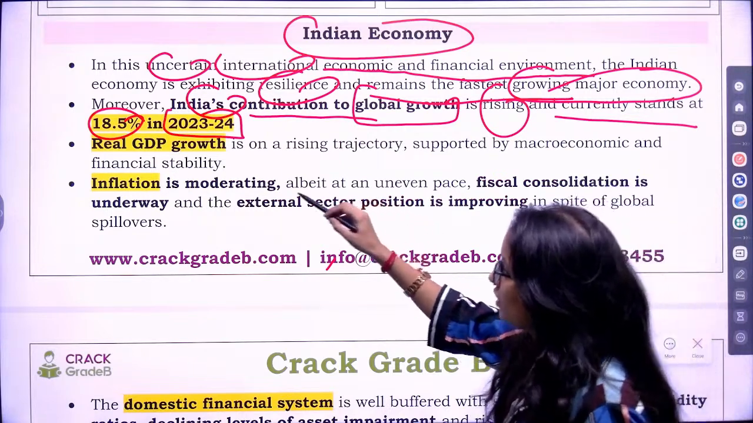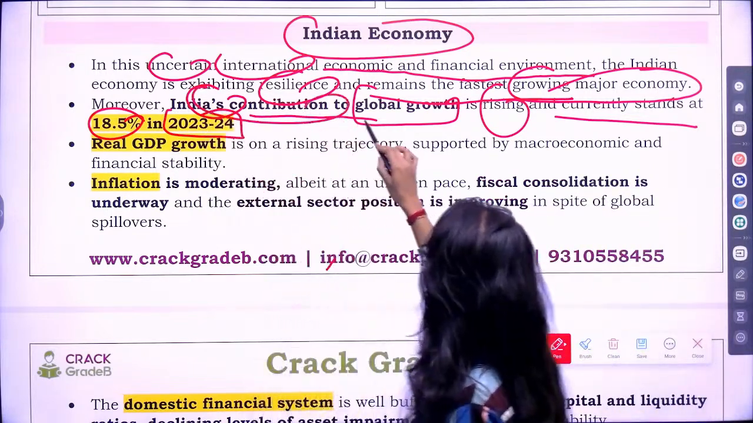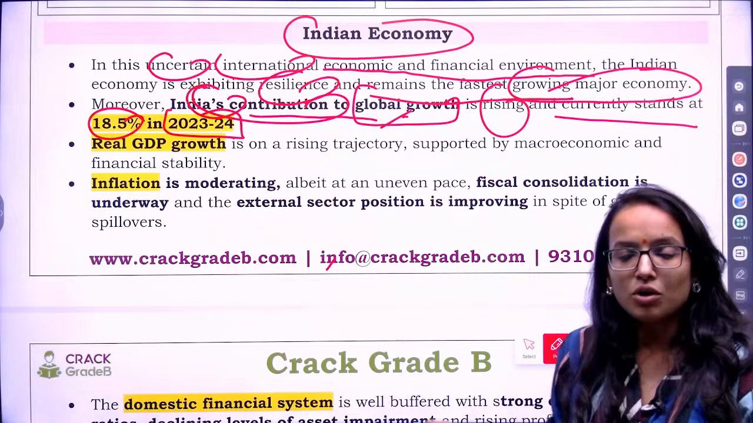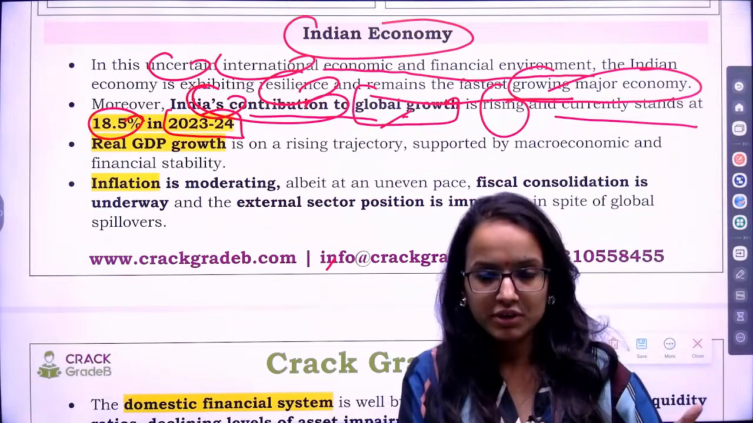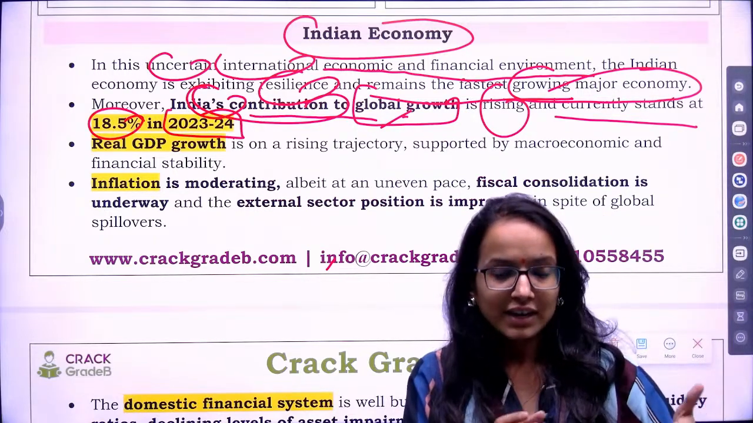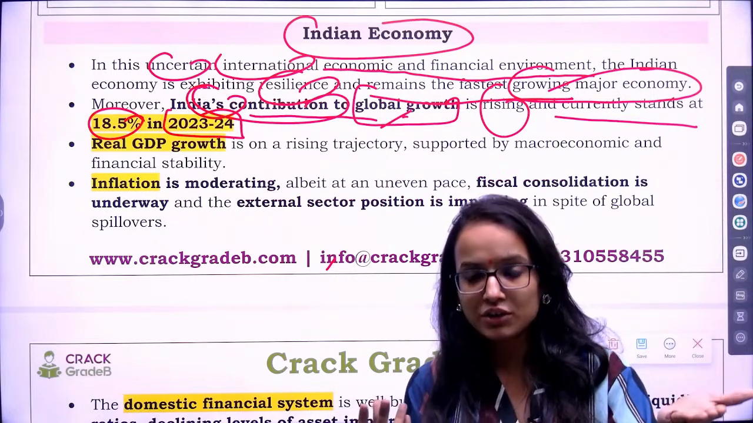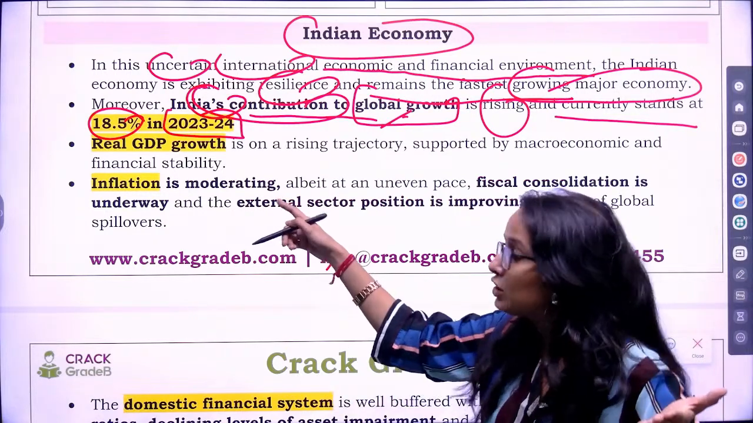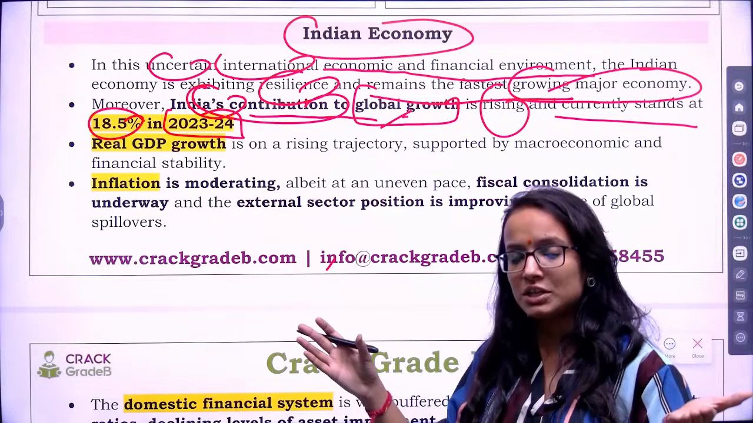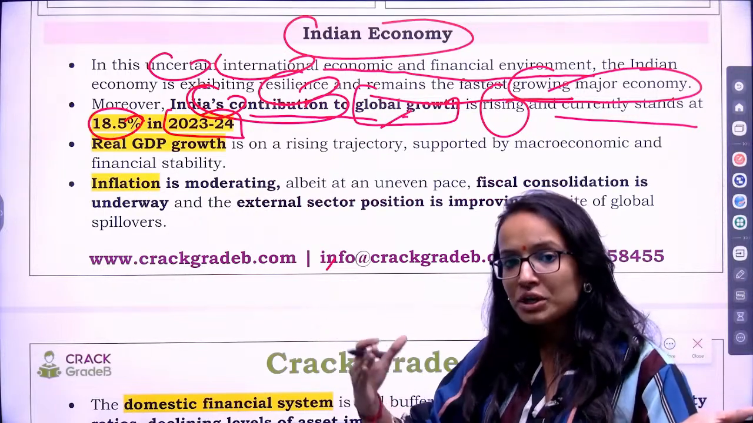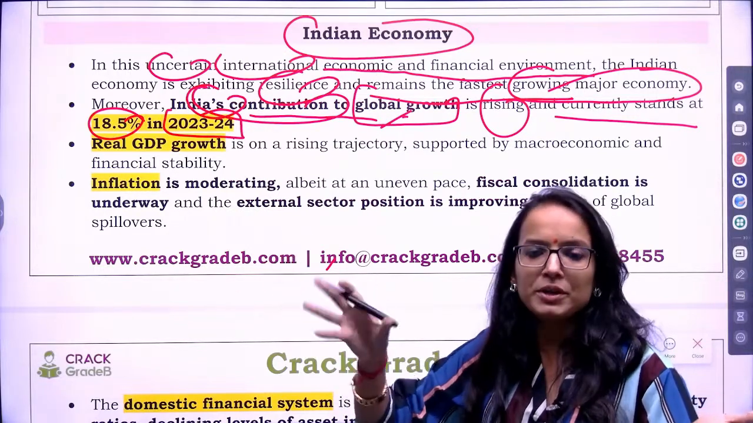Okay. So, moreover, India's contribution to global growth is rising. Now, this is something congratulatory on the part of the Indian economy, that despite international uncertainties at the global economic level, the Indian economy's contribution to global GDP or global growth has been continuously rising for a good period of time.